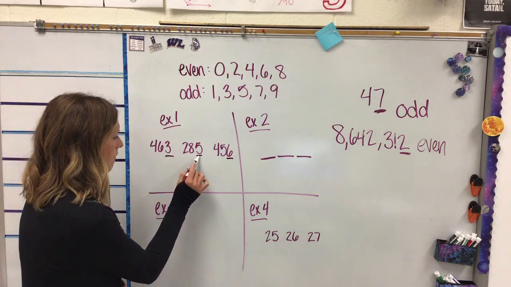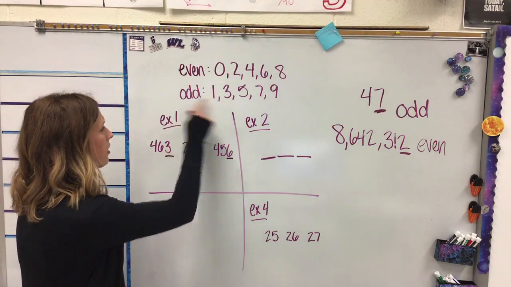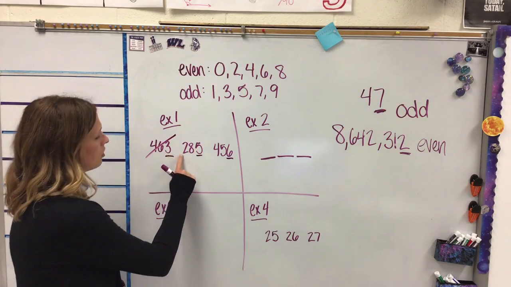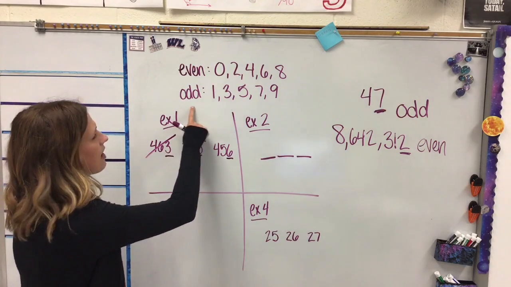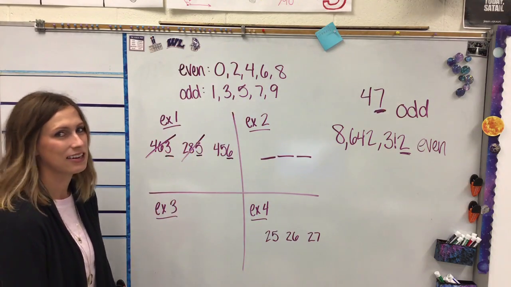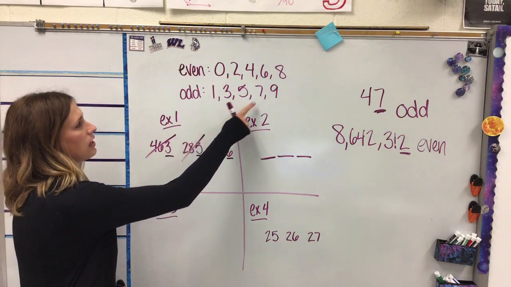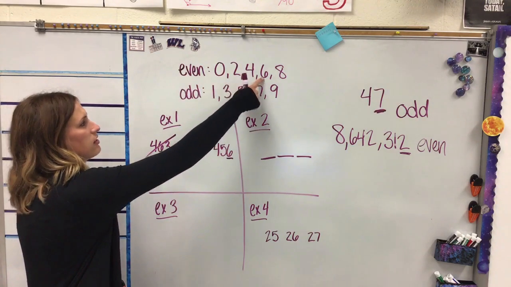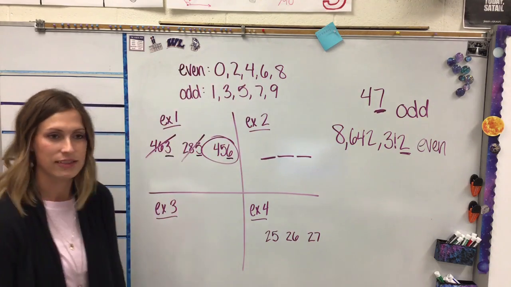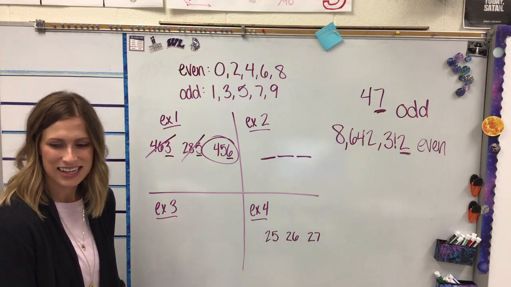3, 5, or 6? 3. Oh, odd. Can't be that one. 285. 5. Oh, 5. That one's odd. Can't be that one either. Let's look at the last one. 456. 6. Oh, there it is. Even, right? So 456 is our even number. Excellent. Let's look at 2.